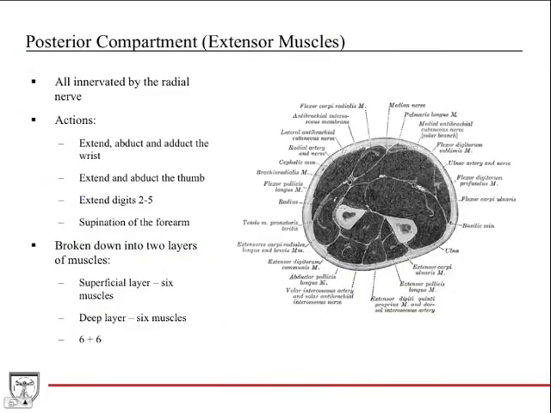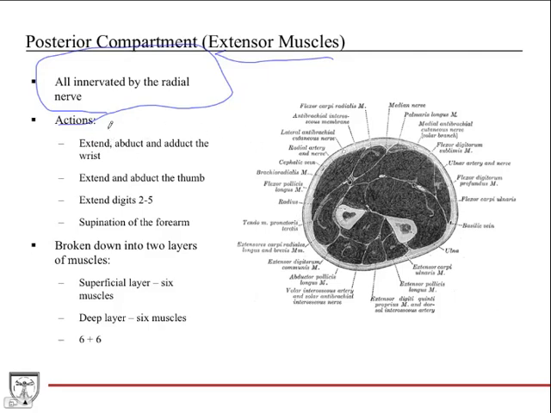So the posterior compartment of the forearm contains the extensor muscles, and for all intents and purposes, they are all innervated by the radial nerve. Okay, and so the actions. So in general, just to review that, flexor compartment, you want to think mostly median nerve. Couple muscles are ulnar nerve. Extensor compartment here is going to be radial nerve.